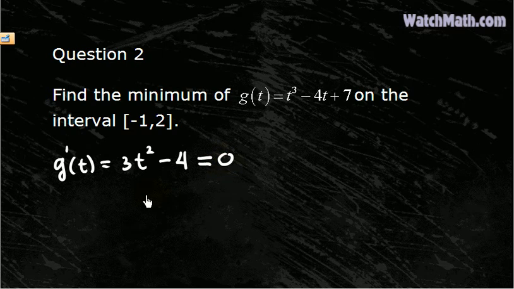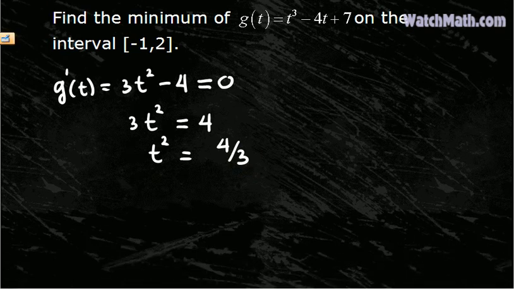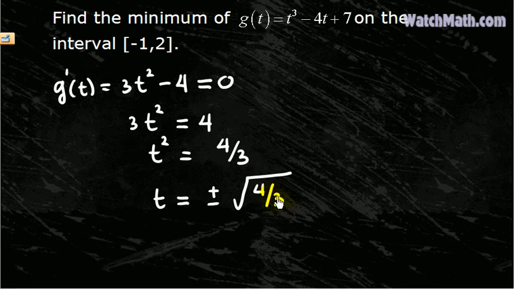Solving for t, we have 3t squared equals 4, t squared equals 4/3, so then we have the value of t, which is plus minus square root of 4/3. And we can check that both of these numbers, the positive and the negative square root of 4/3, are both inside the interval -1 until 2.